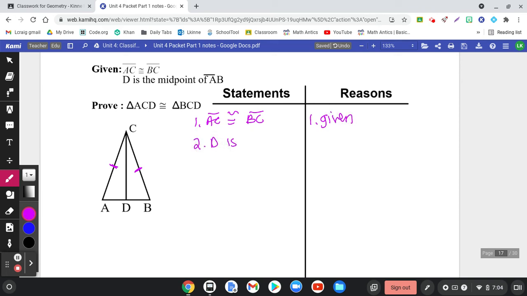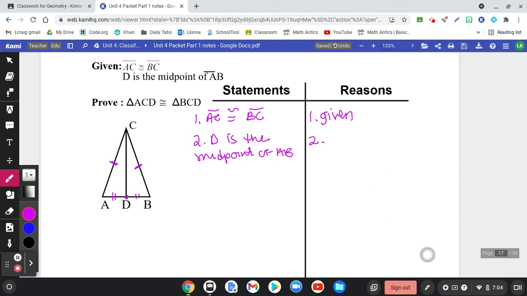And D is the midpoint of AB. So if D is the midpoint, then AD, I'm going to use different markings because we already used those, is congruent to BD by definition of midpoint. Oops, that was given.